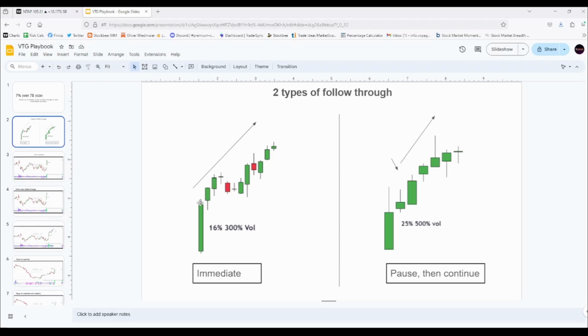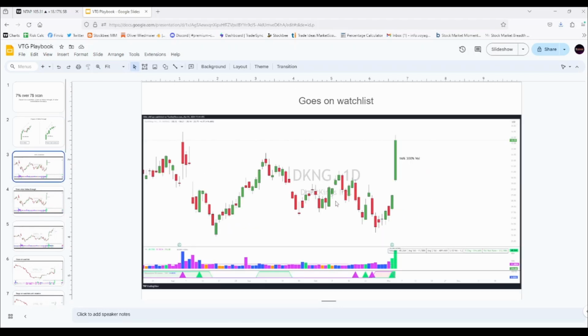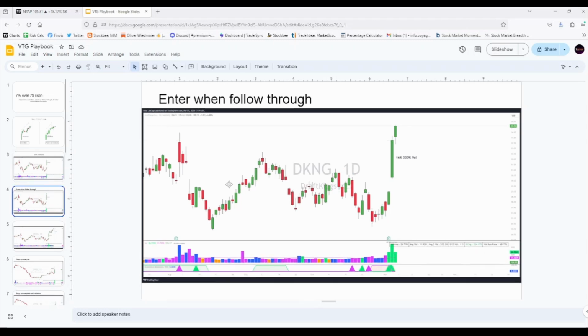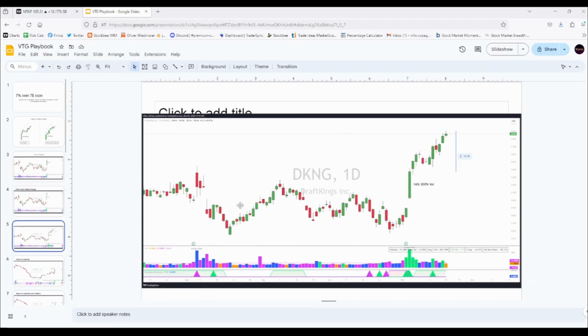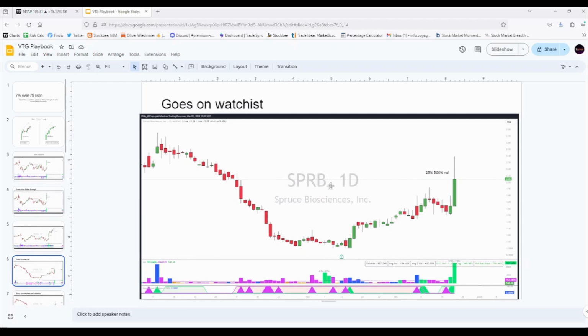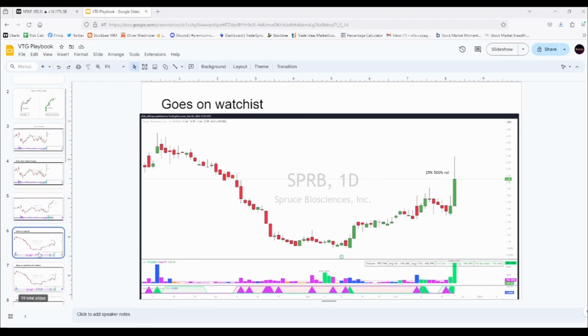What can you expect? You can either do an immediate follow through or pause and then go. I'll show you some examples. DraftKings, this candle shows up on the 7 over 7 list. It goes on the watch list. You enter as it follows through, and then you can see it makes 15% in about a week and a half. Here's another example, SPRB, 25% move on 500% volume.